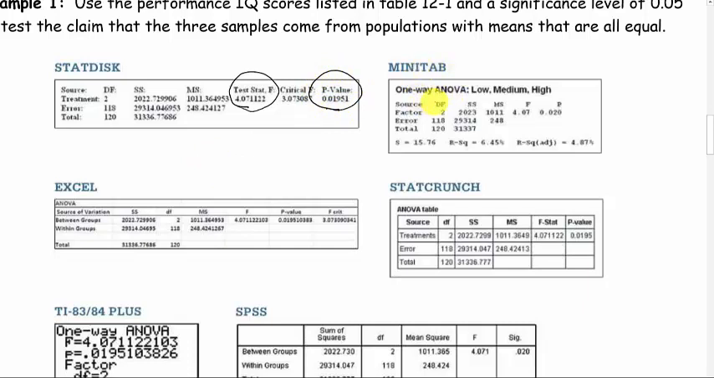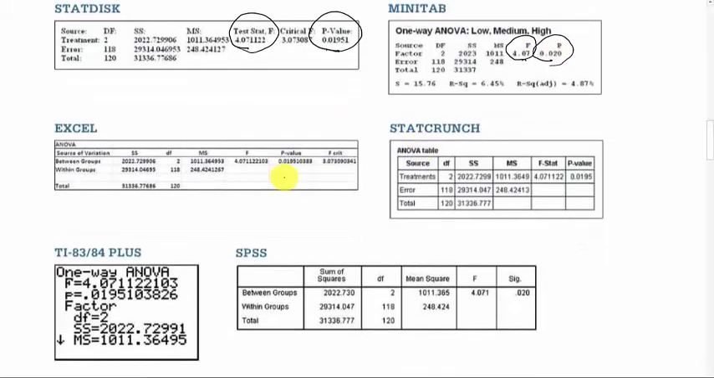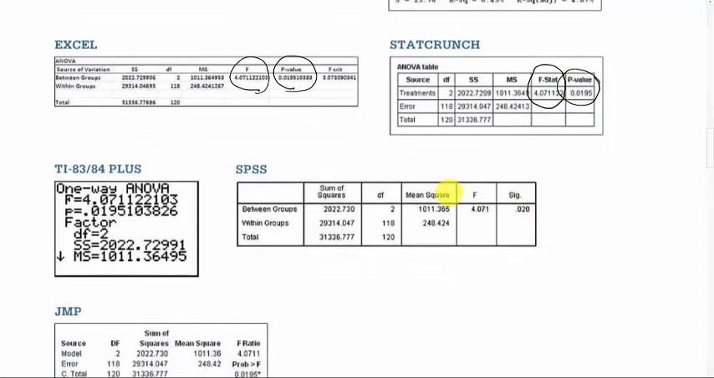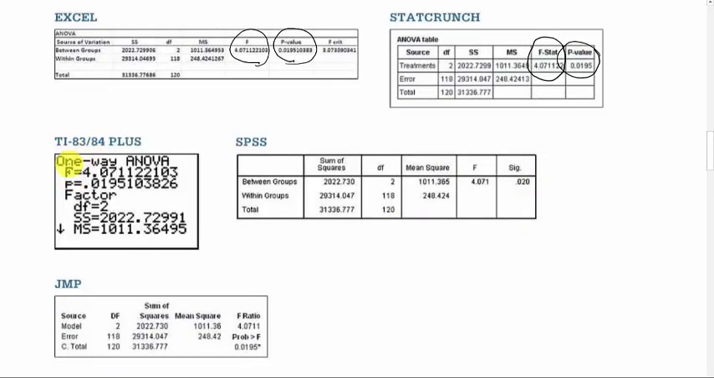Next, we have some output from Minitab. Again, our test statistic is here, and our p-value is right here. Next, we have Excel. The test statistic is here. I apologize that it's so blurry, and the p-value is right here. So here for StatCrunch is the test statistic, and here is the p-value. On a graphing calculator, if you have a TI-83 or 84, the test statistic is right here, the first line, and then the next one down is your p-value.